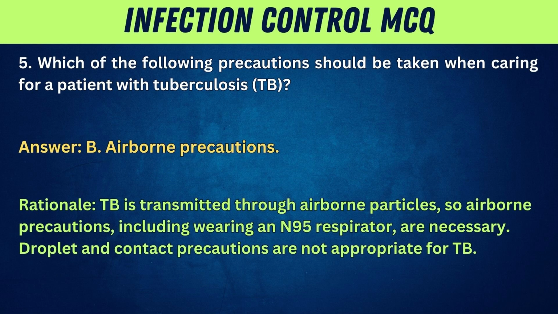Answer: B. Airborne precautions. Rationale: TB is transmitted through airborne particles, so airborne precautions, including wearing an N95 respirator, are necessary. Droplet and contact precautions are not appropriate for TB.